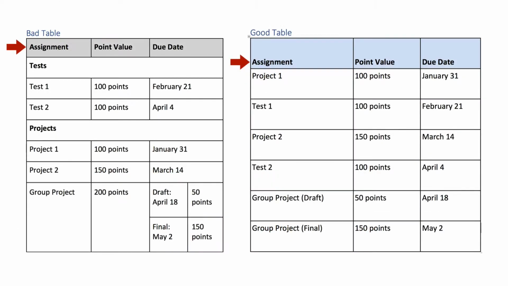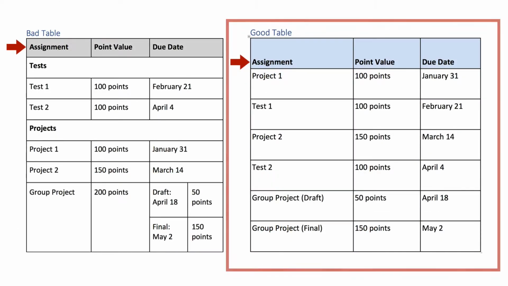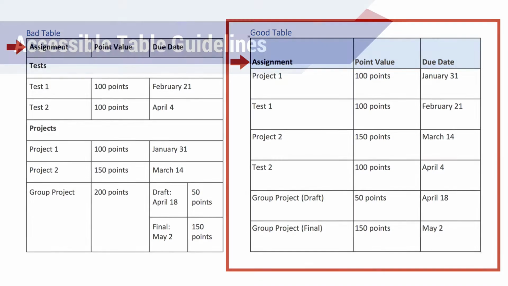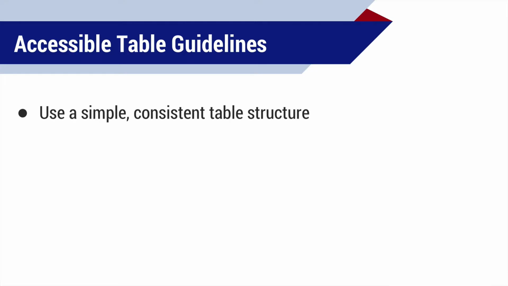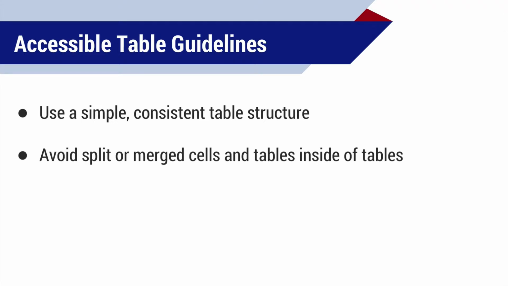As you could hear, the header row explained the content in each column, which made that second table much easier to read and understand. Before we move into the technical tutorials, let's quickly recap what we've learned about creating accessible tables. First, you should use a simple table structure that has the same number of rows and columns throughout. That means avoiding split or merged cells and tables inside of tables. Any of those elements could make it more time-consuming for anyone to figure out how to read the table, but they're especially problematic for screen readers.